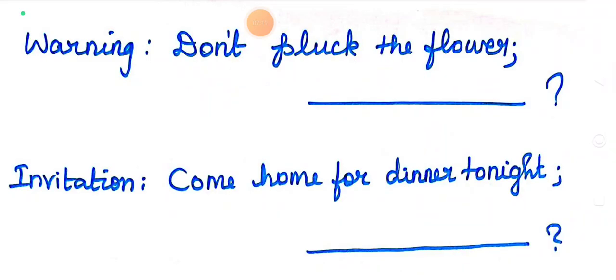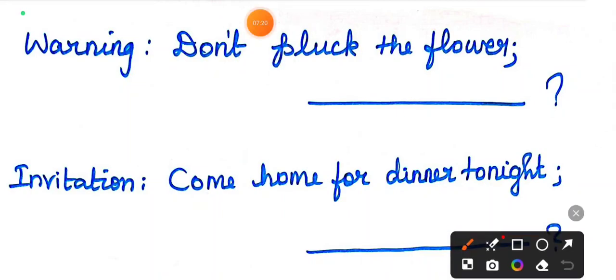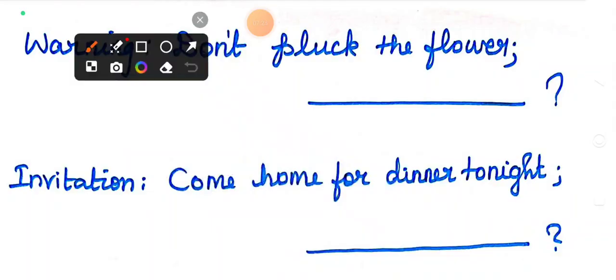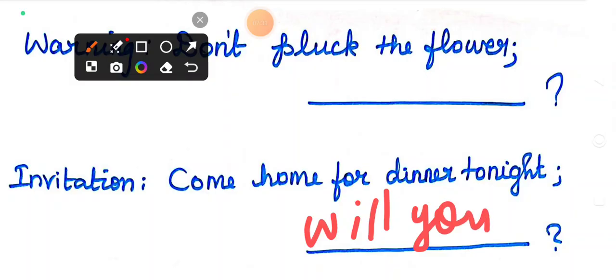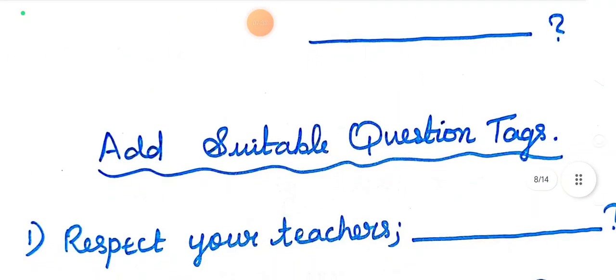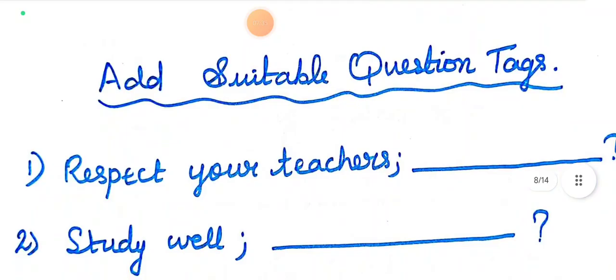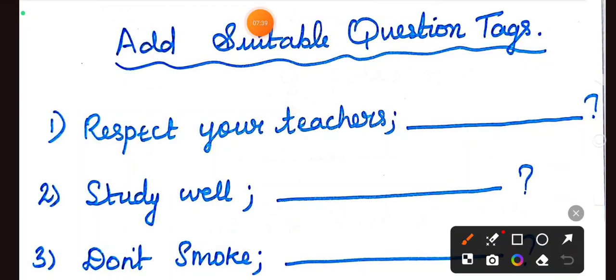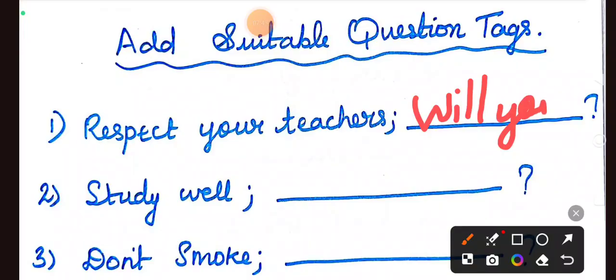Okay. Look at the next one. Invitation. Come home for dinner tonight. This is an invitation. So this is an imperative sentence. So we write the question tag as will you. Add suitable tags. Respect your teachers. This is advice, an imperative sentence. So we write will you.